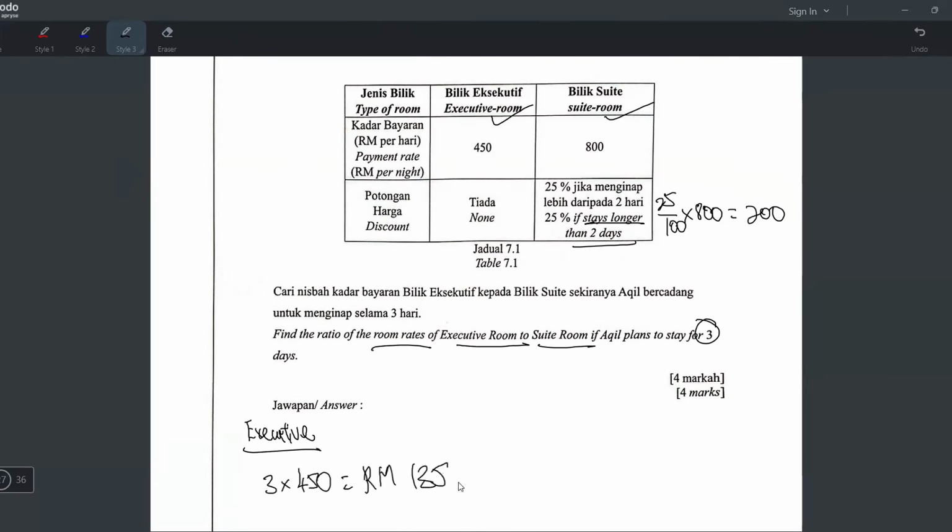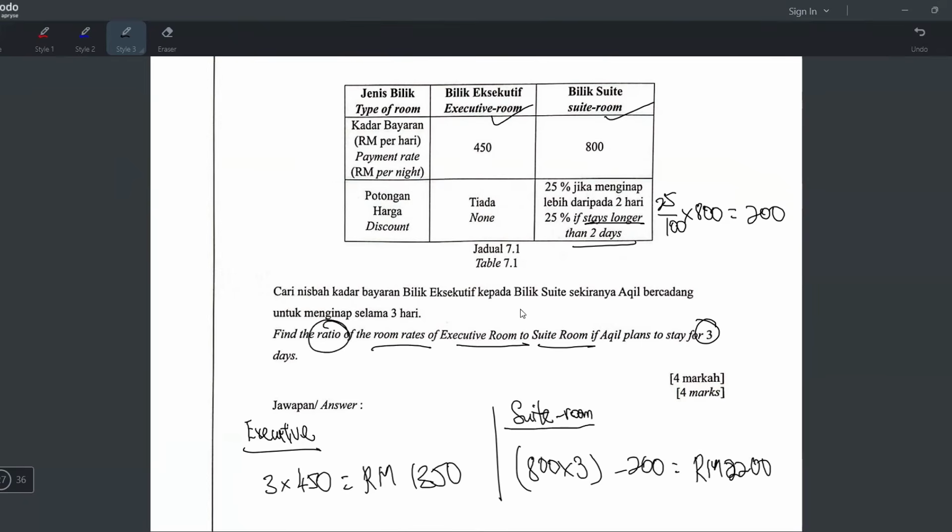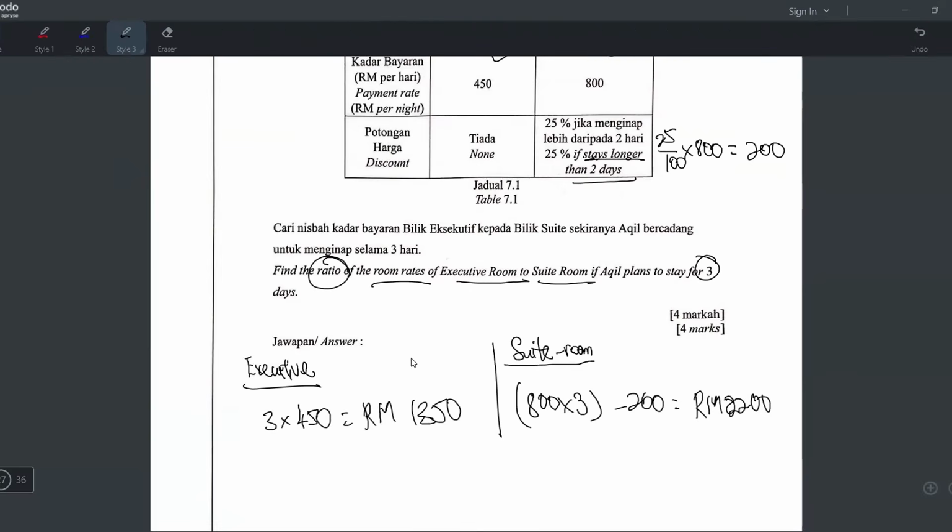1350. Now for the suite room. First, 800 has to be times 3, definitely, because 3 nights. Then you have a discount of 200 ringgit because he's staying longer than 2 days. He's staying for 3 days, so minus 200. You get 2,400 minus 200, I think 2,200. Don't stop here. They ask for the ratio of executive to suite room. So 1350 ratio 2200.